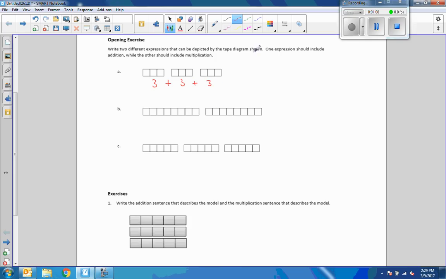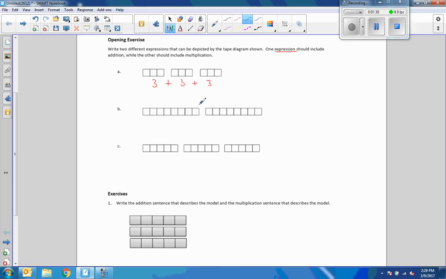Okay, now I'm also going to focus on this word here, expression. Expressions do not have equal signs or sums or products or solutions. An expression is simply an operation with variables and numbers. So this is an expression in addition.